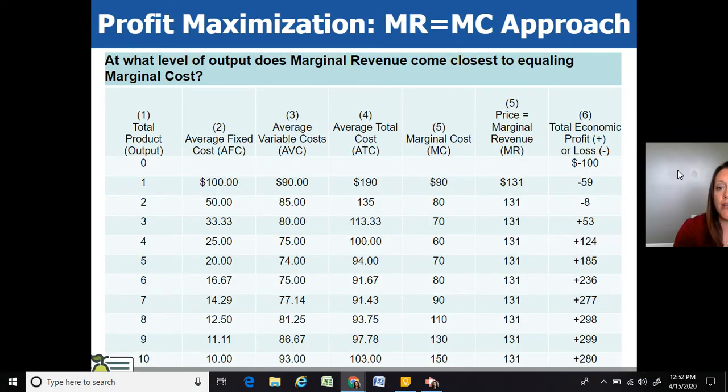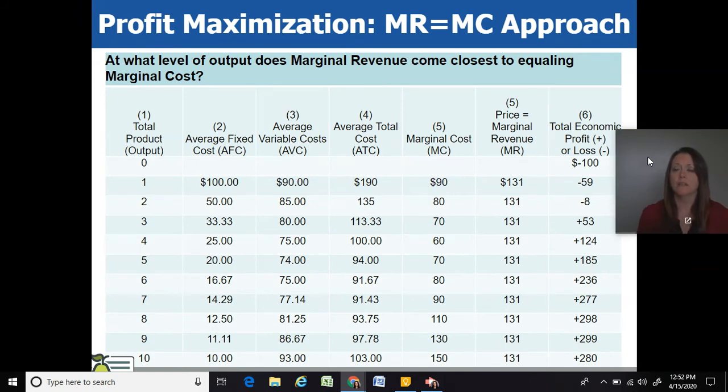All right, so here's another way to look at it. Let me move myself over there so you can see everything. So as you look at this chart, you see column 1 is your total product or your output. Column 2 would be average fixed cost. Column 3 is average variable cost. Column 4 is average total cost. Column 5 is marginal cost.